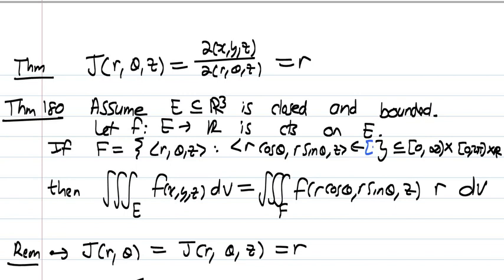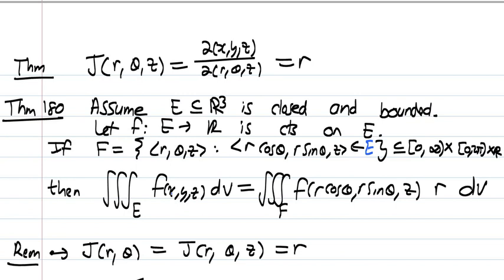So that means r, theta, z such that r cos theta, the x value, r sin theta, the y value, and z is an element of E. And we want it to be a subset of the r values greater or equal to 0, the theta values from 0 to 2 pi, and the z values any real number. Then it says the following, that the triple integral of f over E is equal to the triple integral of f over region F times the special factor, the Jacobian r dV.